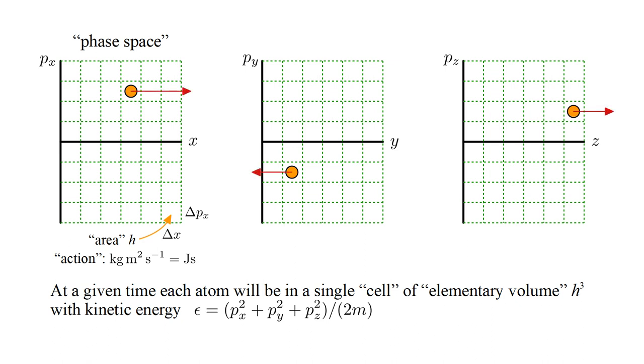If the particle moves freely with constant momentum, these three points will move at a constant rate to the right or left, depending on the algebraic sign and magnitude of the corresponding component of momentum. If the particle suffers a collision, then one or more momentum values will undergo a sudden change.